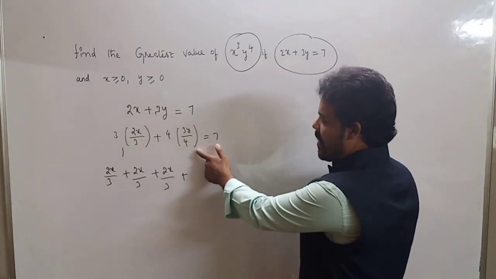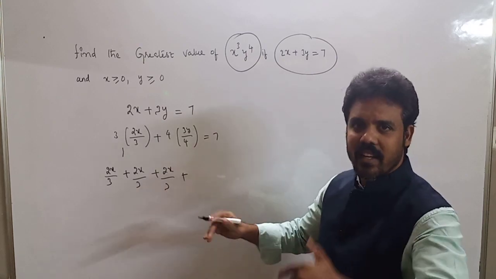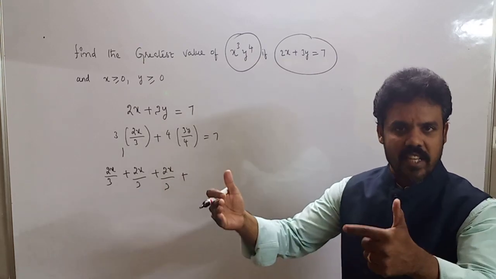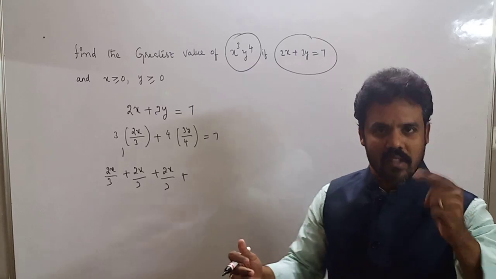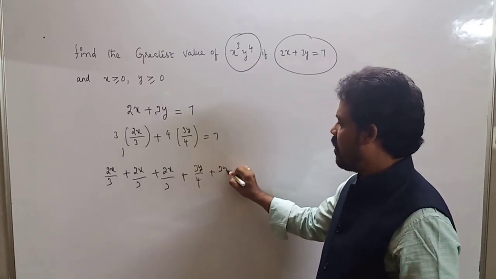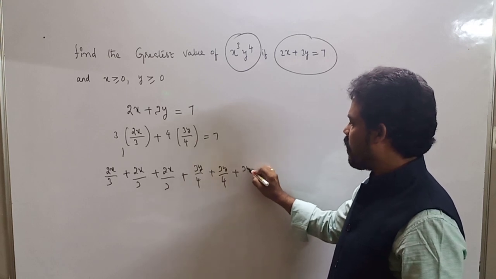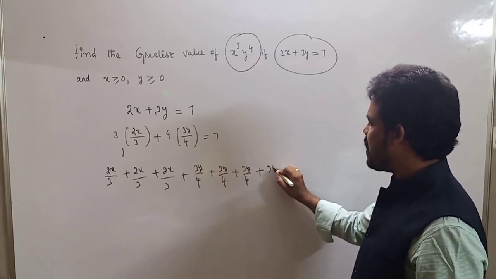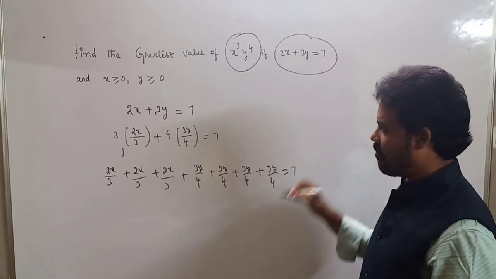Now, this is 3y by 4. 4 times is there. That means 4a means what? a plus a plus a, up to 4 times. Similarly, I write this as 3y/4 plus 3y/4 plus 3y/4 plus 3y/4, which together equal 7.